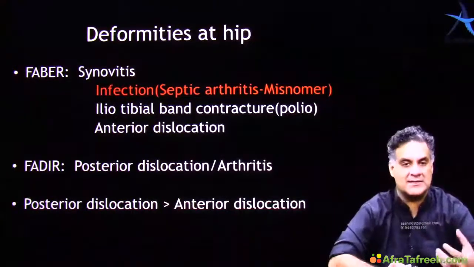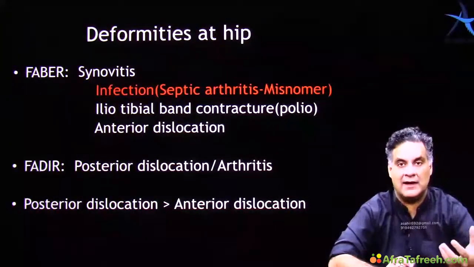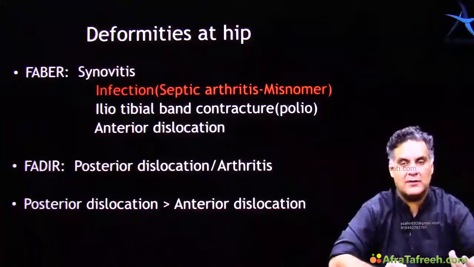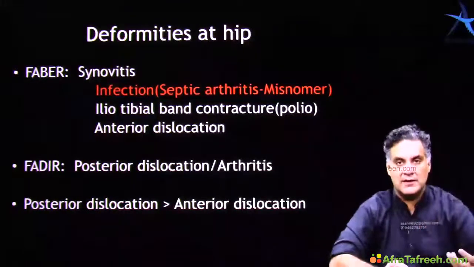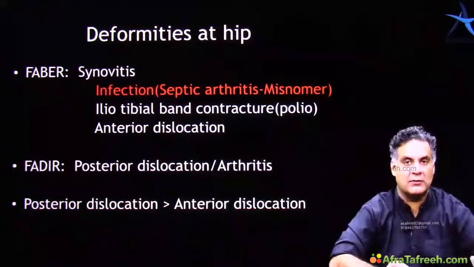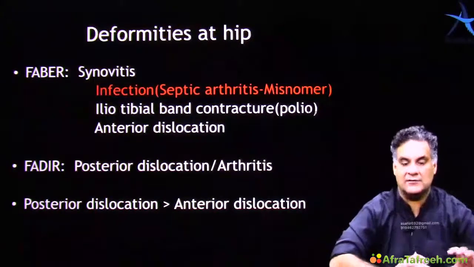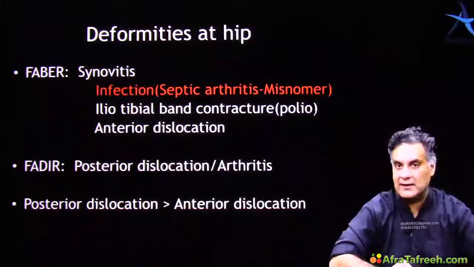Irritable hip, contracture seen in polio, and dislocation of the head out called as anterior dislocation. That's a rare variety. The commoner variety of dislocation, which is majority, more than 90% cases, is posterior dislocation called FADIR. And if there is a cartilage damage, the actual arthritis, it's FADIR. So remember the last line: posterior dislocation is more common than anterior dislocation.